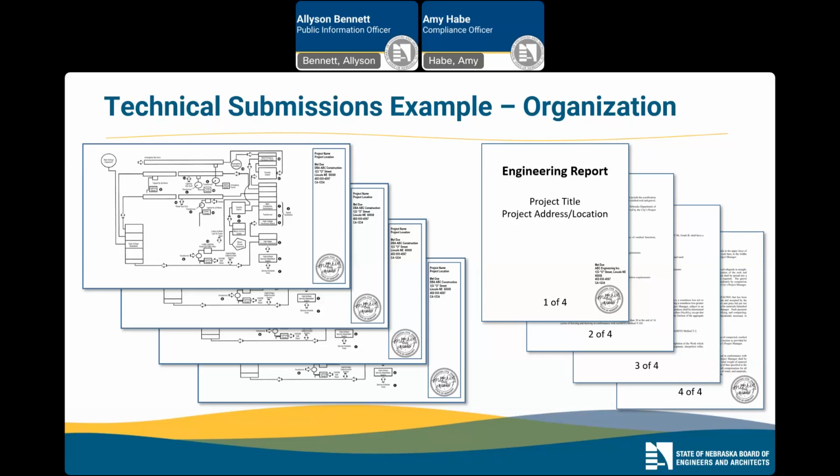And then the right illustrates the project title, project address or location, the licensee's name, the organization's name they're doing business as, organization's contact information, organization's CA number, and the licensee's seal on the cover page, as well as the licensee's seal on the last page of the document. So this is showing how each of these is to be sealed and the information included for an organizational technical submission.